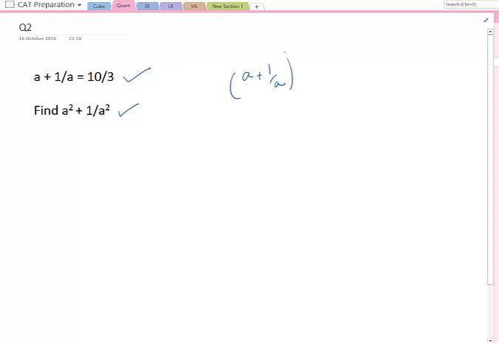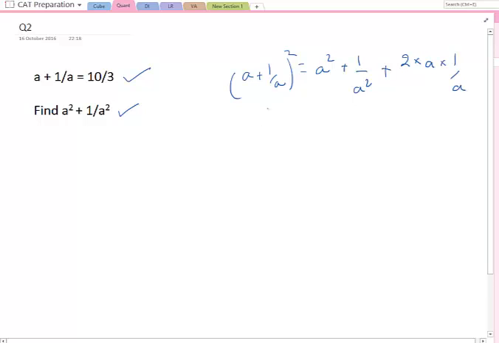(a + 1/a)² is equal to, applying the previous identity, a² + 1/a² + 2 × a × 1/a, which is equal to a² + 1/a² + 2. In this, if you substitute values, you'll get the answer. So you can just substitute 10/3. So you'll get 100/9 − 2 is equal to a² + 1/a². Or is equal to, you can do 100 − 18, 82/9.